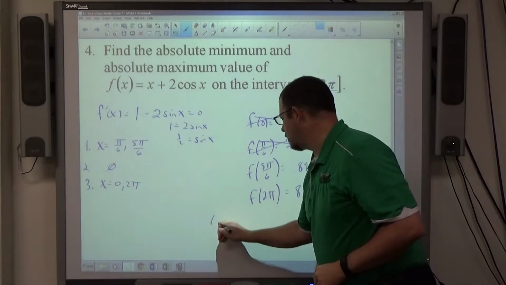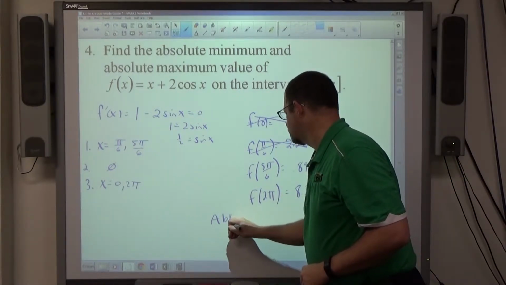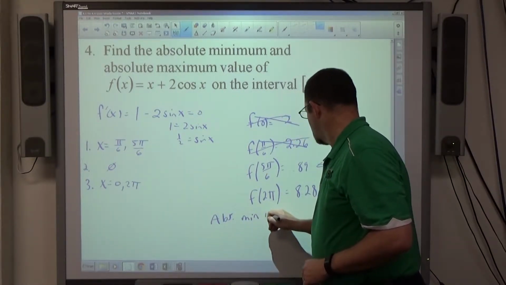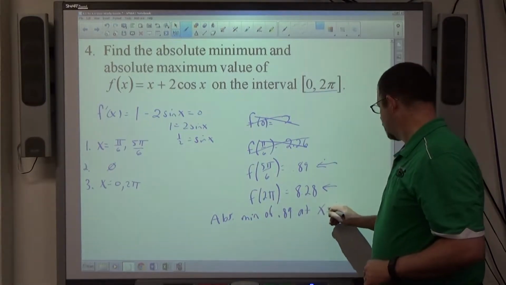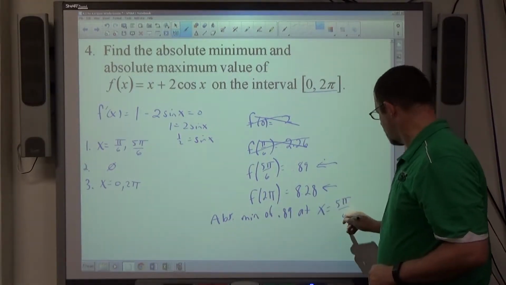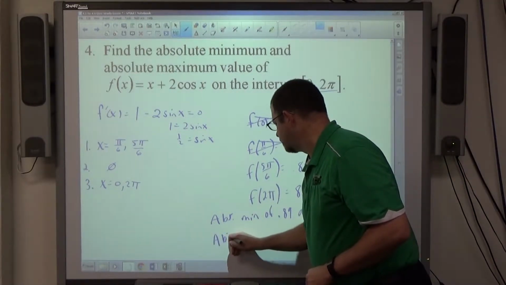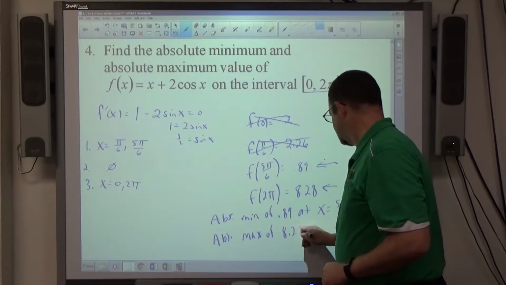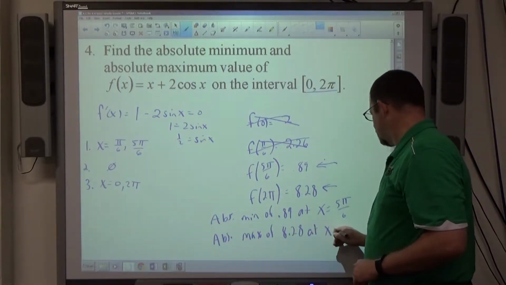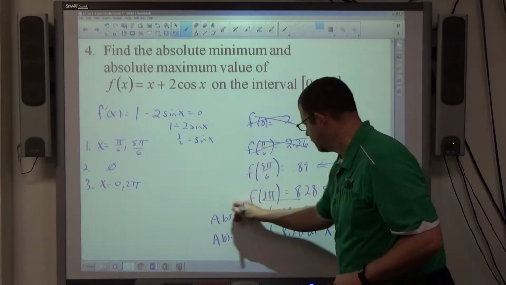So, absolute minimum of 0.89 at x equals 5 pi over 6. Absolute maximum of 8.28 at x equals 2 pi.